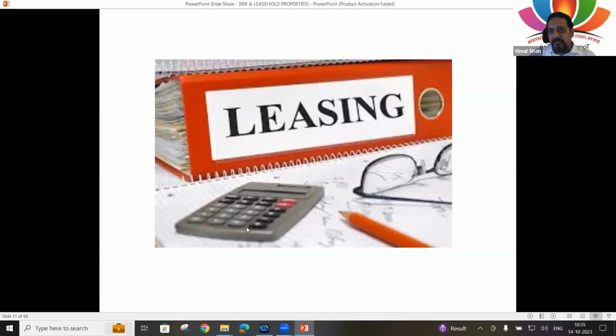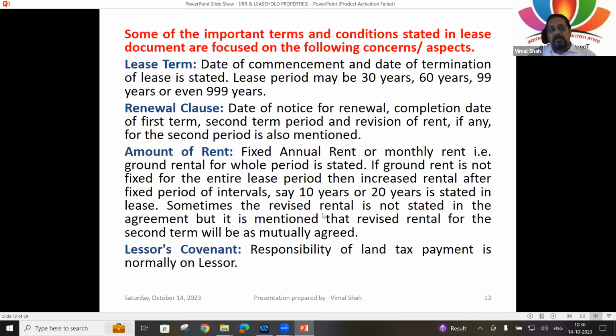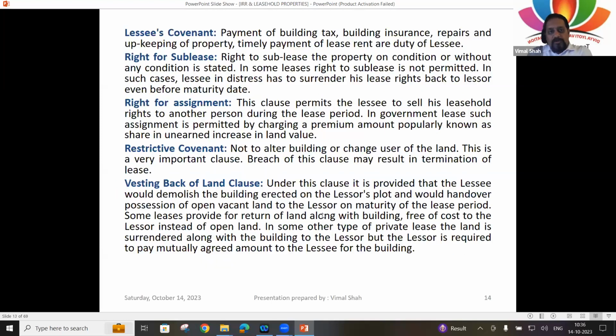So that was IRR. Now lease, we all know what lease is. Basically, lease is the transfer of the right to enjoy the property. Whenever you are leasing a property, you are giving rights to the lessee, and the lessee will be having rights in the property. I'll be going to the important points only.